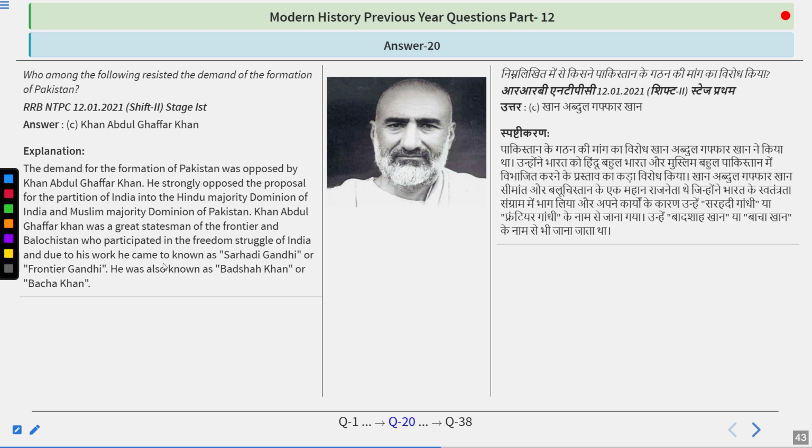He also started the movement called Red Kurti Andolan, and particularly he started an organization known as Khudai Khidmatgar. Apart from that, he was also awarded the Bharat Ratna by India later on, after independence. So remember his name, Khan Abdul Ghaffar Khan.